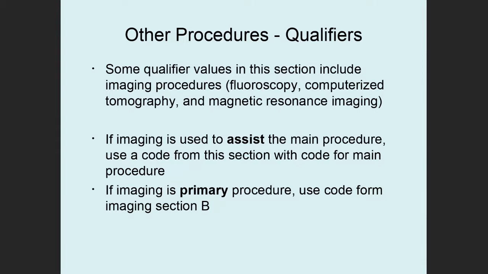Codes in this section have guidelines for imaging procedures: fluoroscopy, computerized tomography, and magnetic resonance imaging. These are in some qualifier values for other procedures. Now, to assist the main procedure, use a code from this section with the code for the main procedure. If the imaging is the primary procedure, that's why the patient was there, use code from the imaging section. So is it to assist or is it the main focus? That's the question.